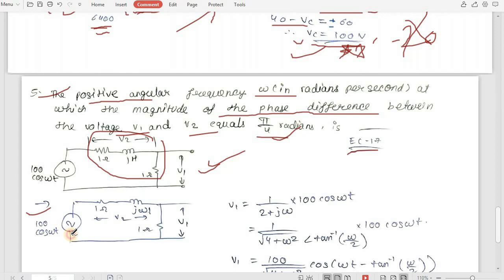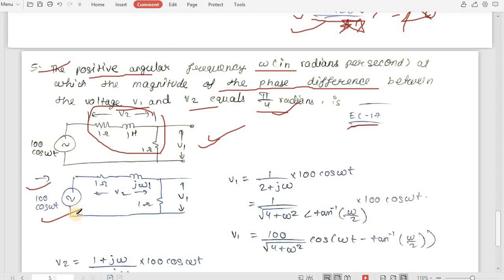Here you can see 100 cos omega t, this is your input, 1 ohm, j omega 1. If you observe this circuit carefully, your input voltage is 100 cos omega t, which is a sinusoidal input. So this sum is of sinusoidal state analysis. If you do this sum by phasor, you have to convert 100 cos omega t into 100 angle 0, and then use the same procedure I taught you in the above sum. But by this you will make your sum very complex. So it's better that whenever you get a sinusoidal input, you use your sinusoidal state analysis steps.